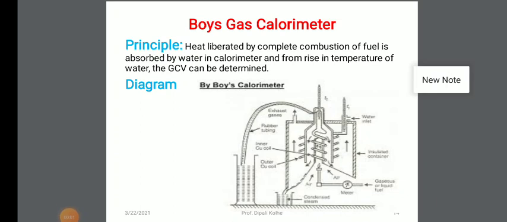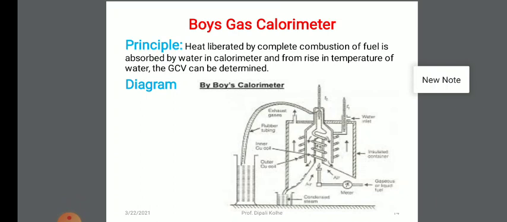Hello to all. Here I am going to explain about the Boyce calorimeter. This calorimeter is useful for the determination of the calorific value, that is CV, of gaseous fuel generally.